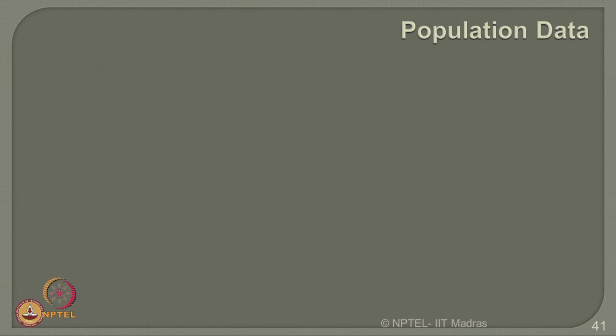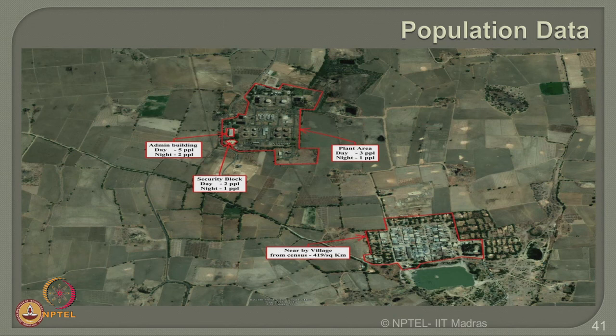Now it is interesting to know what population data we considered for the given scenario. The population data for the admin building, security block, nearby village and plant area are taken from the recent census. The nearby village has a population of about 419 persons per square kilometer, whereas the security block daytime is 2 people and night is 1 person, whereas in the plant area daytime is 3 and night is 1. In the admin building, the concentration is higher at 5 people in the daytime, whereas at night it is 2 people.